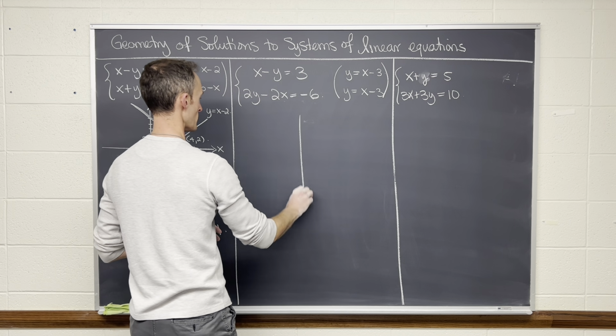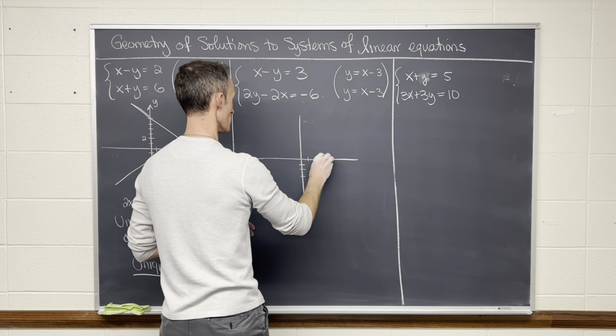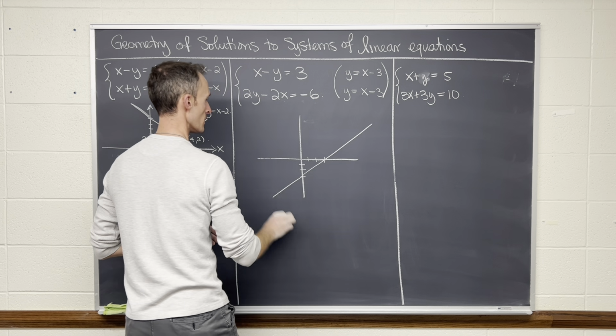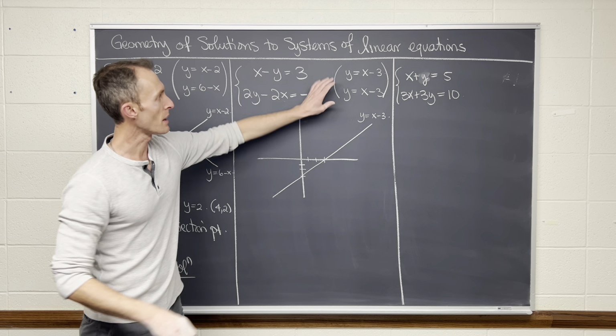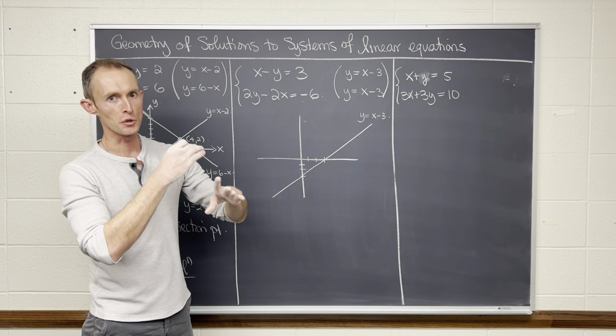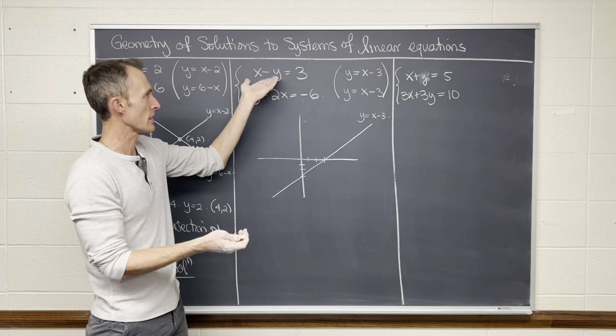Okay, so if I graph this, it kind of looks a little silly to graph, but it's like 1, 2, 3, 1, 2, 3. So it's going to do something like this, okay? So this is just y equals x minus 3. And what I notice is that because these are the same line, they intersect at every single point, right? You give me an x value, it will satisfy, and I can solve for the y value.